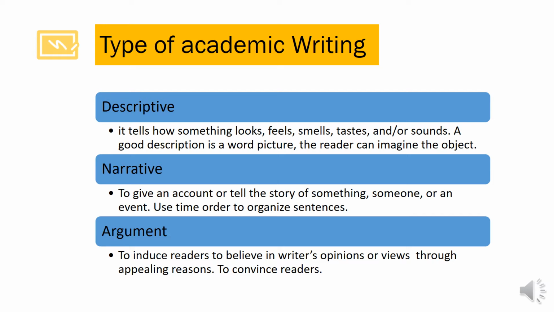Narrative. Narrative is about giving an account or telling the story of something, someone, or an event. Use time order to organize sentences, sometimes we call it chronology or narrative. Arguments. The argument type of academic writing is to persuade readers to believe in the writer's opinions or views through appealing reasons. That is the way to convince your reader.